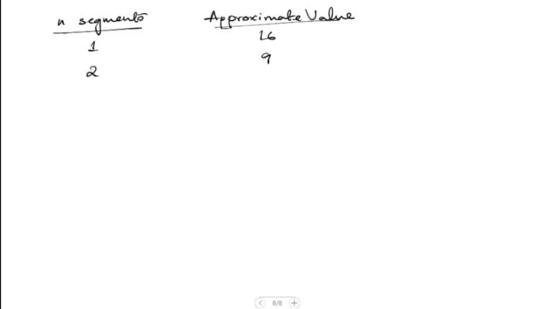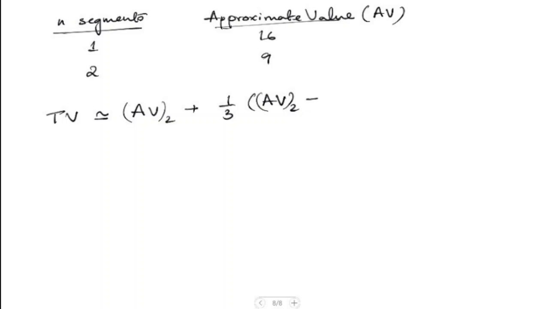Now we have to use Richardson's formula, which says the true value is approximately equal to the approximated value of two segments, plus 1/3 times the approximated value when n is equal to 2 minus the approximated value when n is equal to 1. So it's using these two values to get the next approximation.